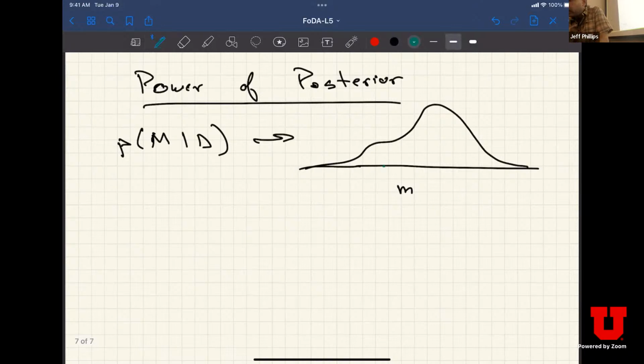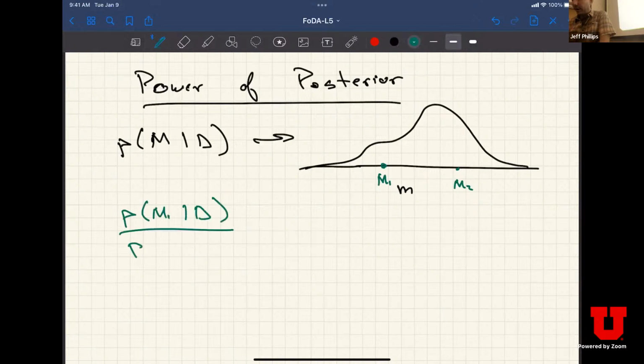We can take two particular models, M1 and say M2, and we don't know the integral of this, and it's a continuous distribution. This will be more complicated when we get to higher dimensional things, but I can say the ratio of the posteriors, M1 given the data divided by M2 given the data. This is perfectly okay to do. I can look at the ratio. I can say that the posterior of M1 might be 3 times as much as the posterior of M2.